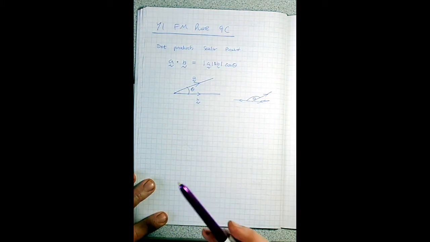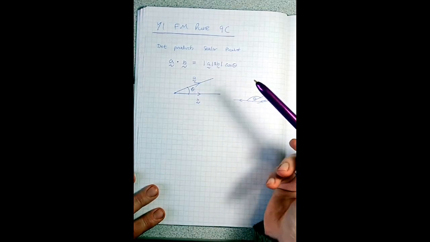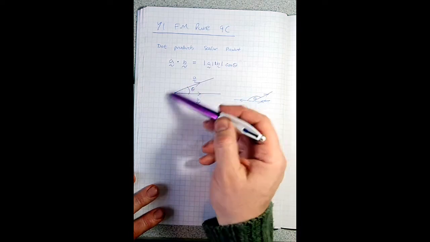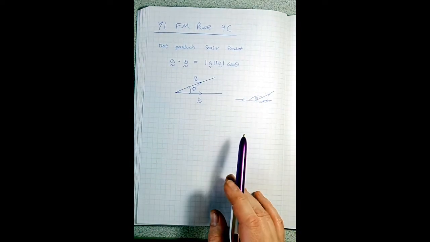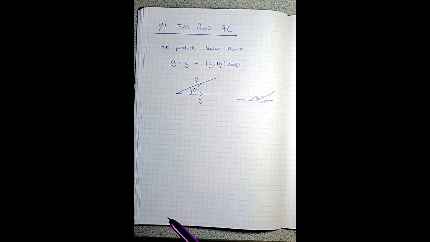But if I need an acute angle, clearly I can see that I'm going to get an acute angle here, and if I wanted the obtuse angle between two vectors, I could just take it away from 180 anyway. So the dot product is mod A mod B cos theta.